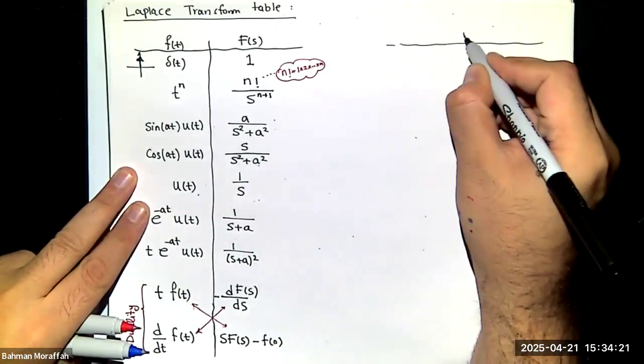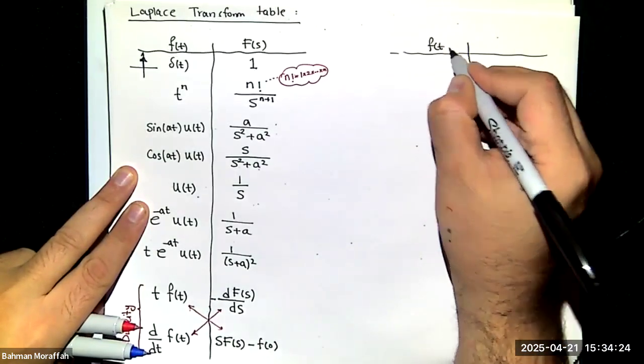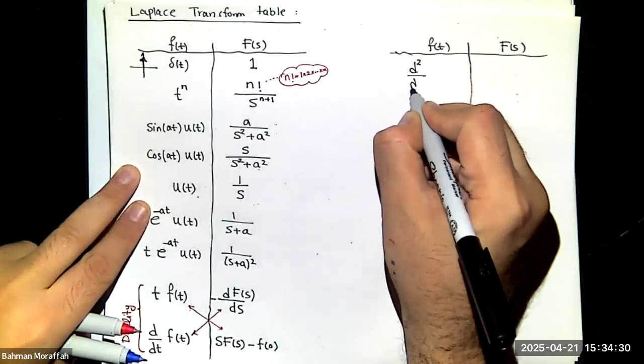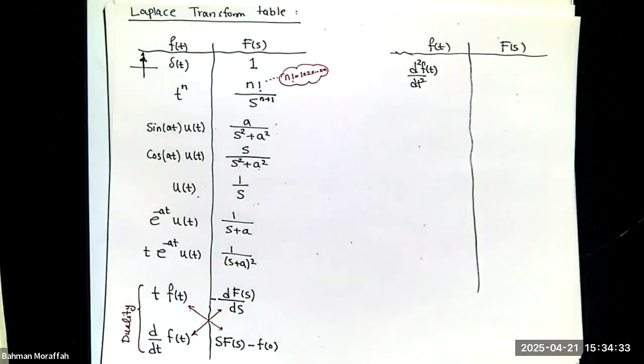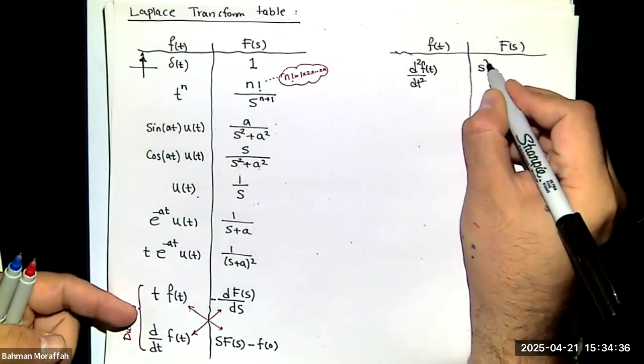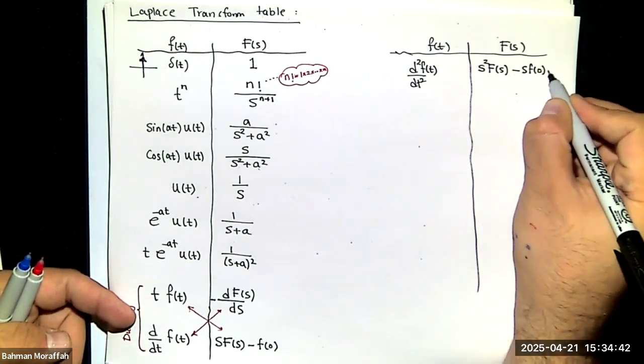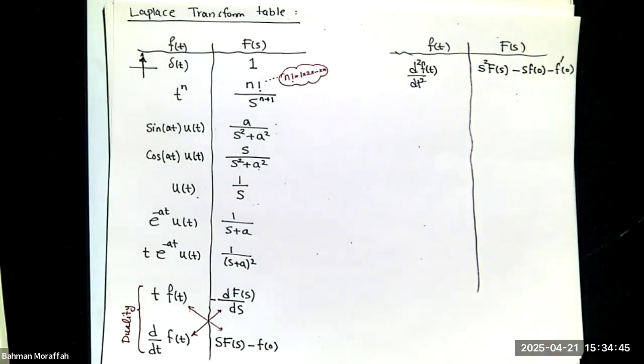Let me give you some more. Let's just say f of t, f of s. If I take the second derivative of a function f of t, it is similar to multiplying f of s by s squared, minus s f of 0, minus f prime of 0. We can generalize this to a derivative of order n. You know exactly how to do it. That's going to be s to the power of n f of s minus s to the power of n minus 1 f of 0 and so on. So we can generalize.